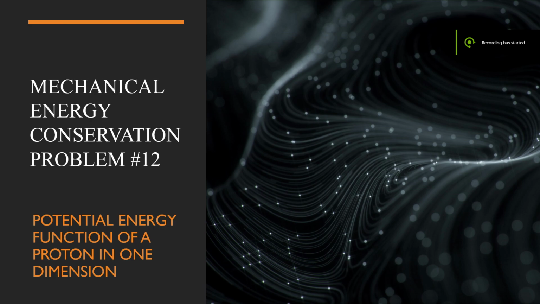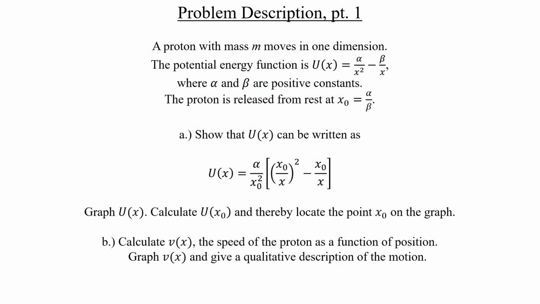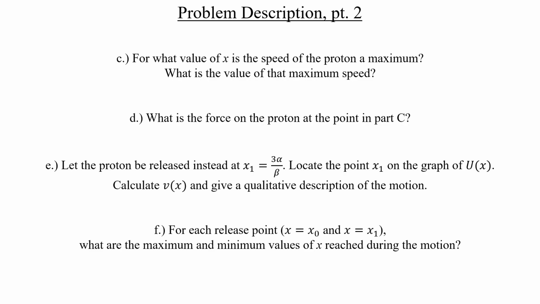Hey there, everyone. I have one last problem for us in this energy chapter. We're given a potential energy function for a proton, this one here. And it's a special kind of function because it indicates that we're dealing with a conservative force. We need to use that to solve 6 different parts, A through F.